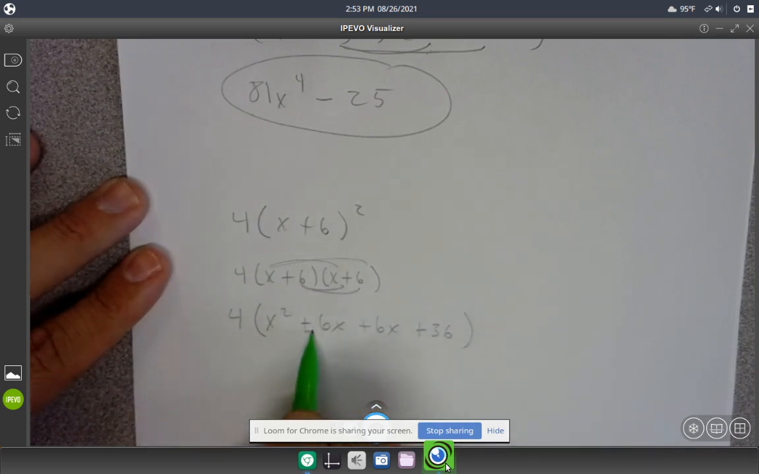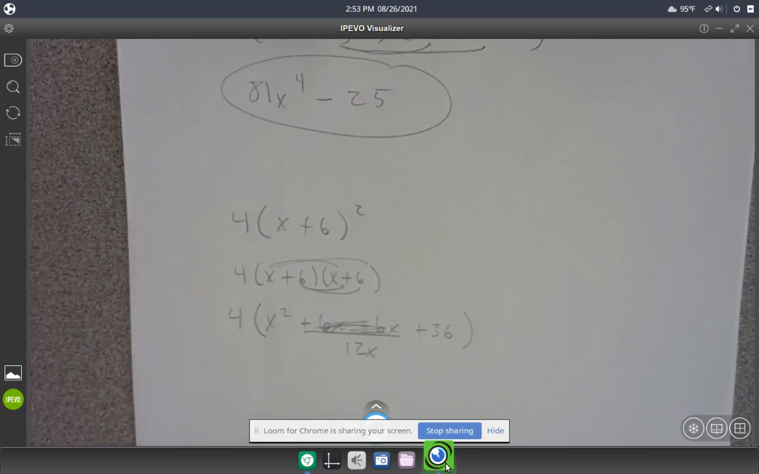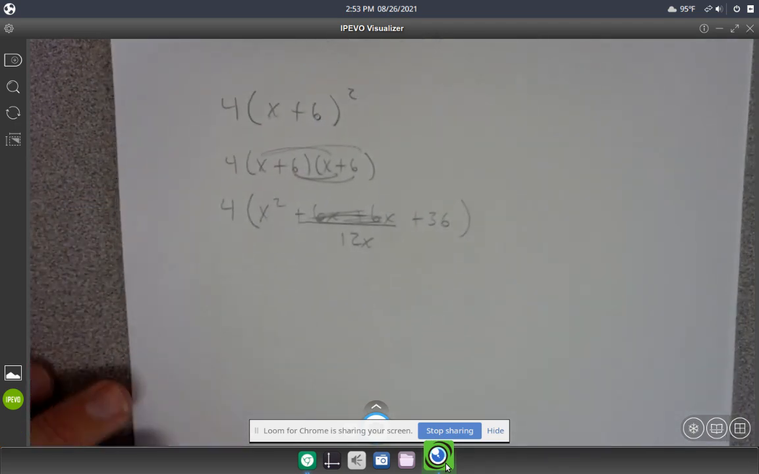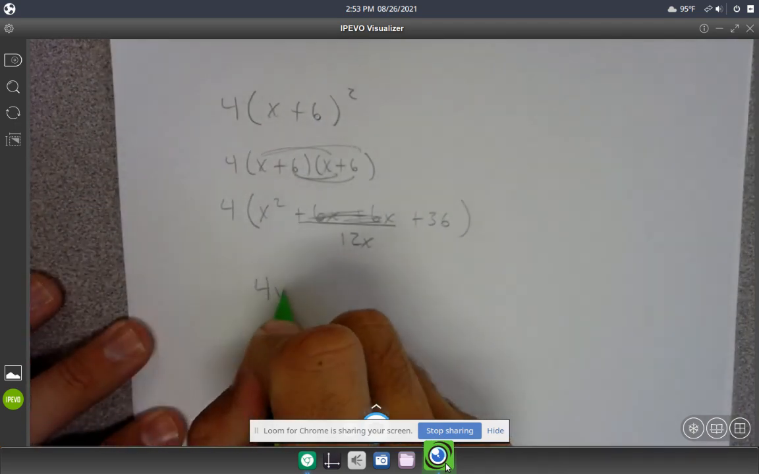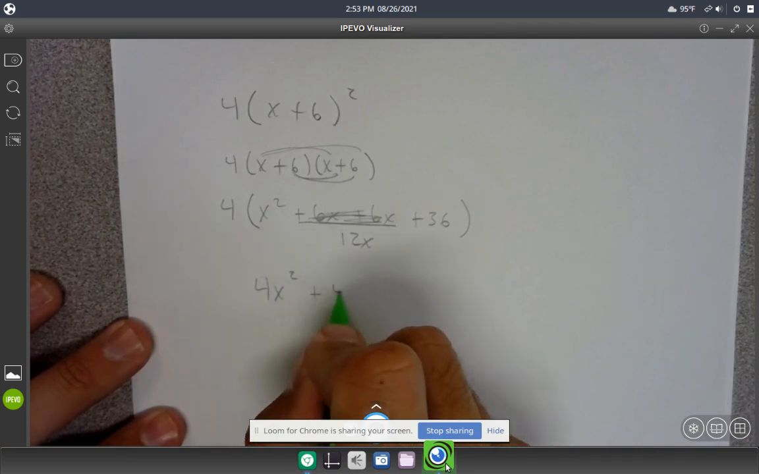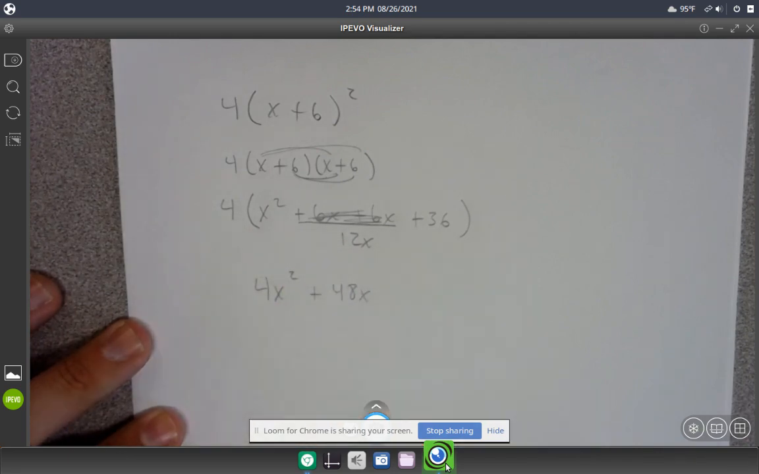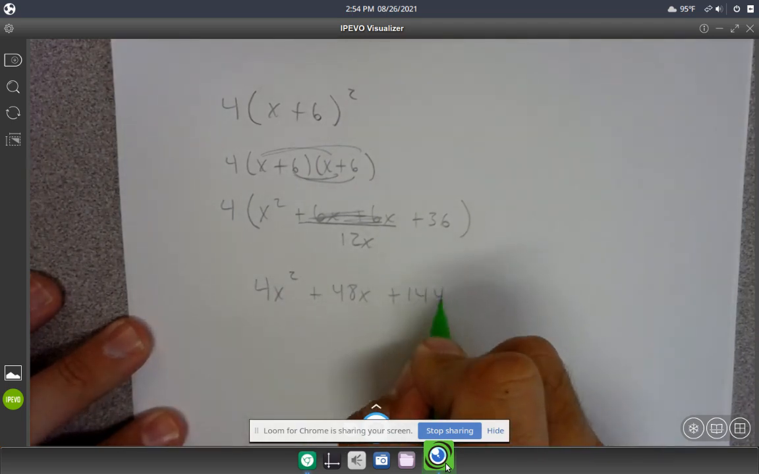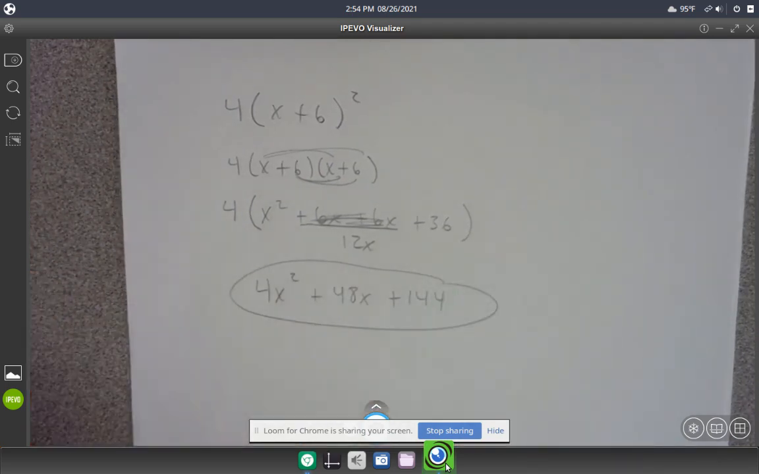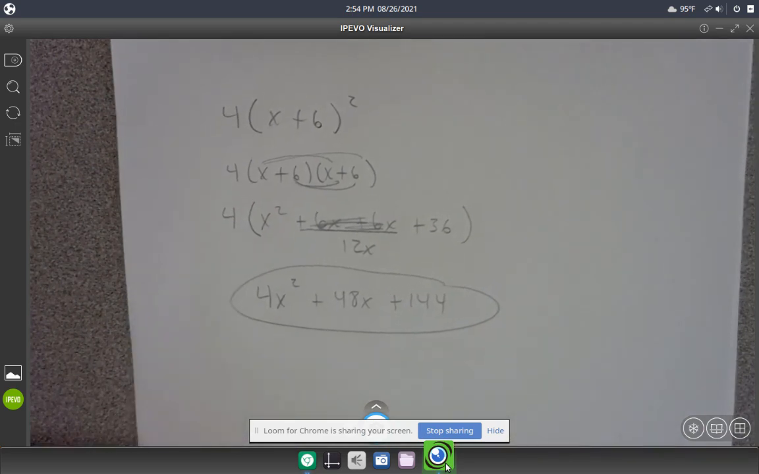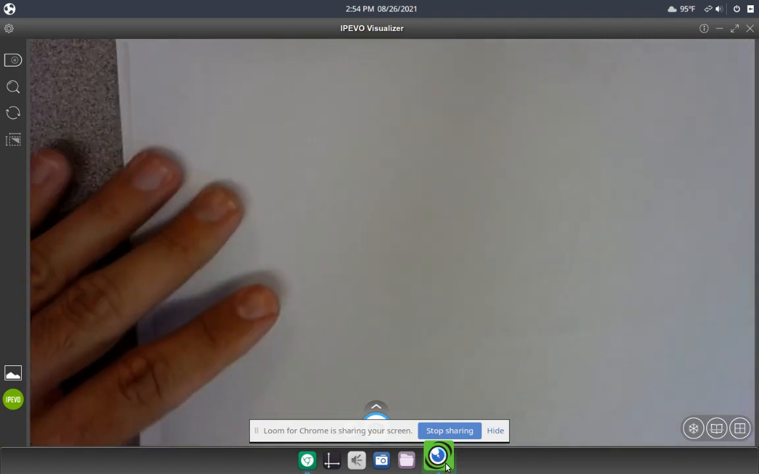All right, combine those in the middle. That's going to give you 12x. And then we just got to distribute that 4 at the end. So this will be 4x squared plus 48x, and then 4 times 36, that'll be 144. That's all. Cool. All right. Next one. Kind of a long one.